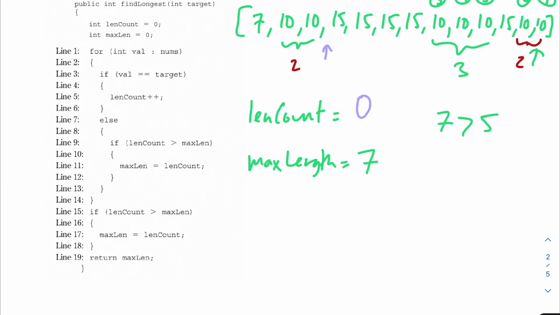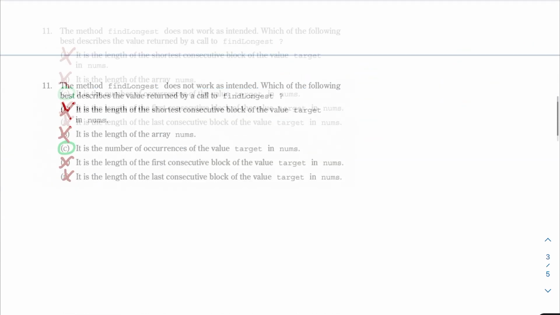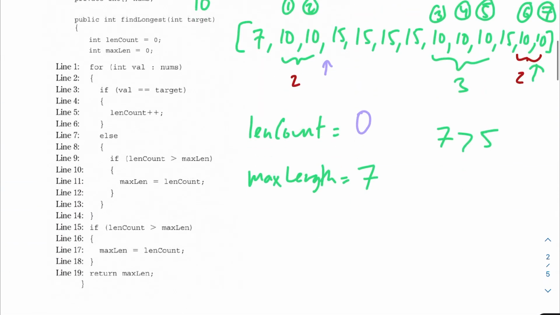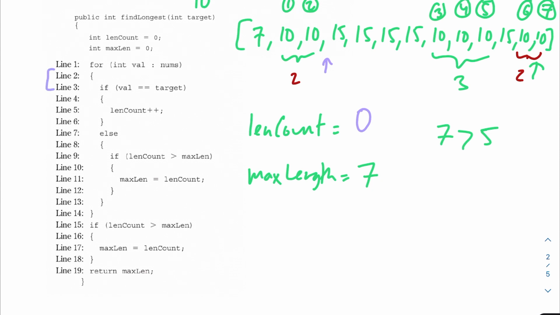So this should have been 0 once we finished our consecutive block. Now we just need to figure out where to put that. So let's take a look at our options. Our options are between lines 2 and 3, between lines 8 and 9, between 10 and 11, between 11 and 12, and between 12 and 13.